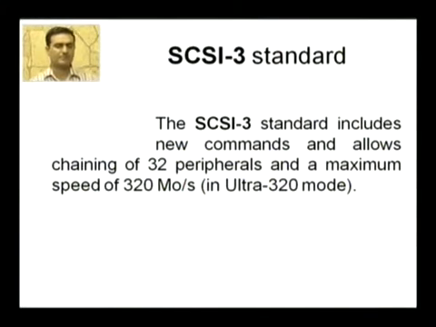There are various modes in the SCSI 3 standard, like Ultra 2 SCSI, which allows 40 MB per second, Ultra 2 wide SCSI, Ultra 160, and the last one is the Ultra 320 mode. In Ultra 320 mode, a maximum of 320 megabits per second speed can be achieved in the SCSI 3 standard.